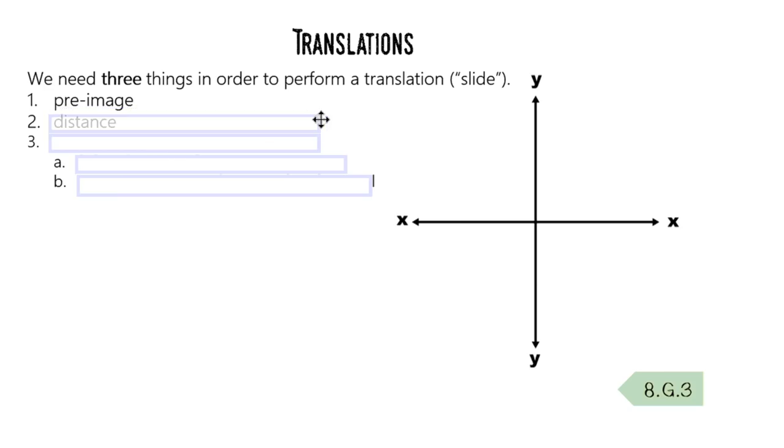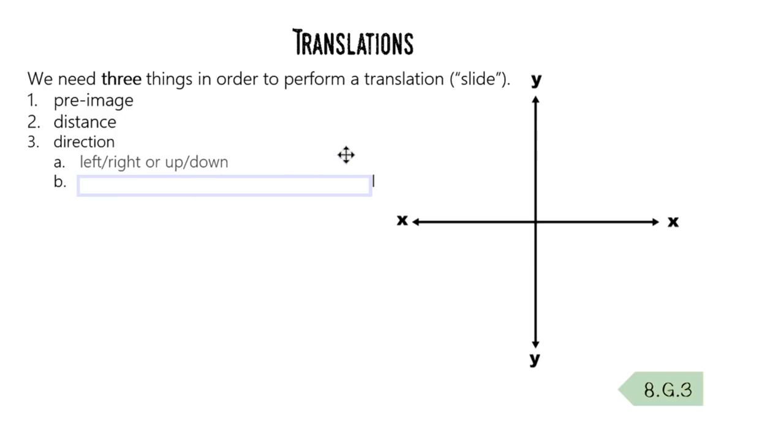And then I need to be told how far I'm going to move that shape. Translate this 3 units down or 4 units to the right. And you'll notice that in both of those examples, I just gave a distance and I also gave a direction. It's not enough to just say 2 units. I have to be specific with which direction.